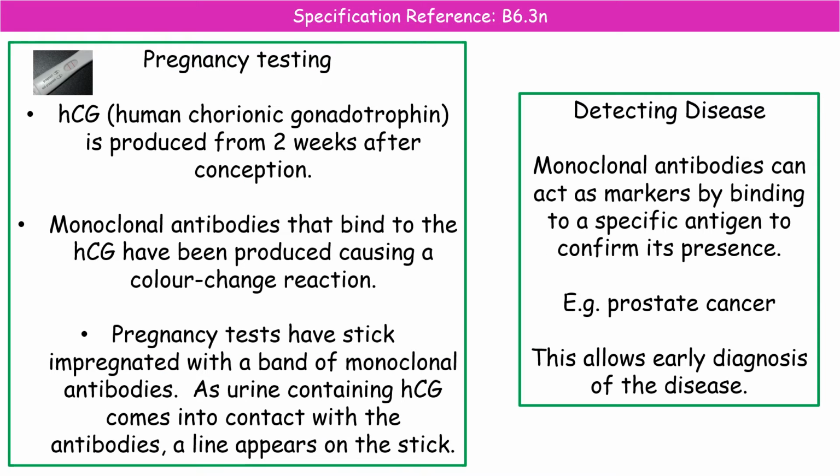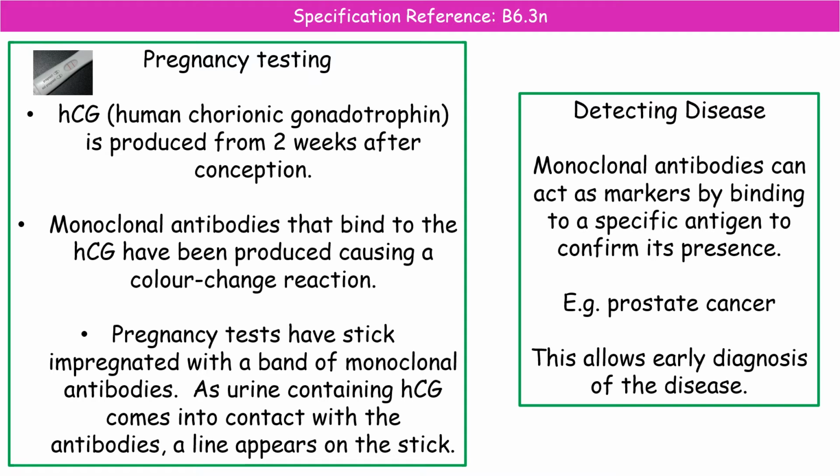In terms of what we use them for, pregnancy testing is one of the earliest uses. So what we have is HCG, human chorionic gonadotrophin, and that's produced from about 2 weeks after conception. So before you really show anything, you are making this particular chemical HCG.